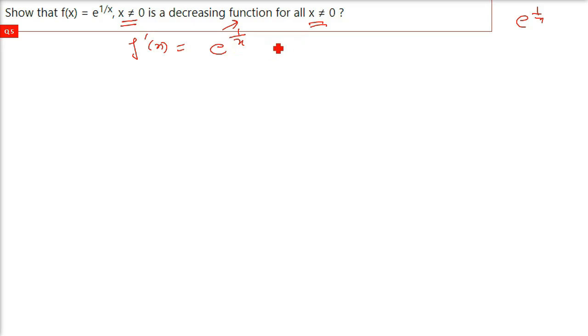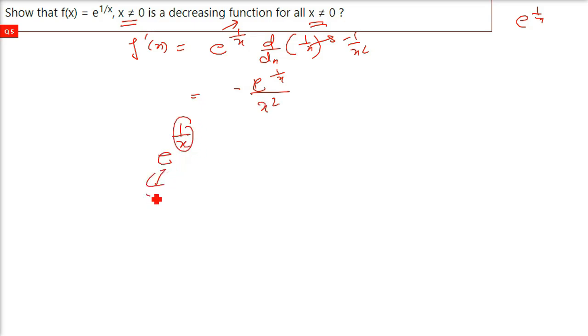So e raised to 1 by x if it is a variable. Now differentiation of 1 by x also has to be done. That is negative 1 by x square. So what do you get? Minus 1 by x square and e raised to 1 by x. So you have e raised to 1 by x and this minus 1 by x square. So you have a negative sign here. So we have to explain that other things will always be positive.